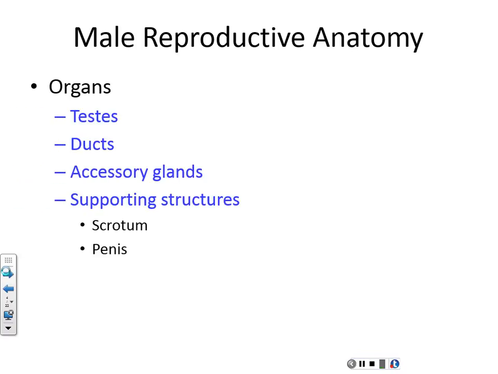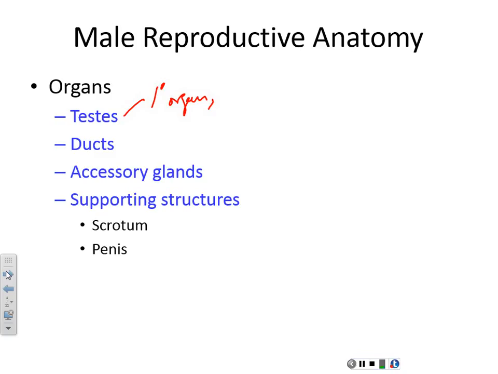All right, male reproductive anatomy. So pretty much we start off with all the organs, and we'll talk about each of these organs. So we know about the testes, right? This is the primary organ, okay? The testes are the primary organ. What else?